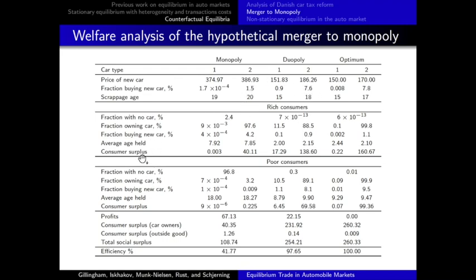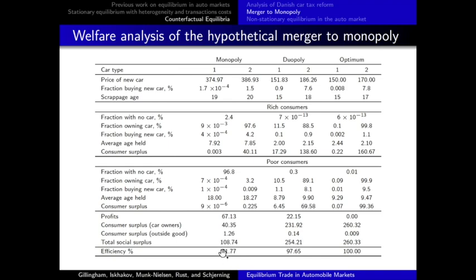But if you look here at the profits, well, the profits are higher. So the firm is making monopoly profits by increasing its prices when there's no competition here. So this is not really good for the car market. And the fraction of people with no car is just increasing a lot. Okay, so you see consumer surplus, this is for rich consumers and poor consumers, in both cases they just drop quite a lot.